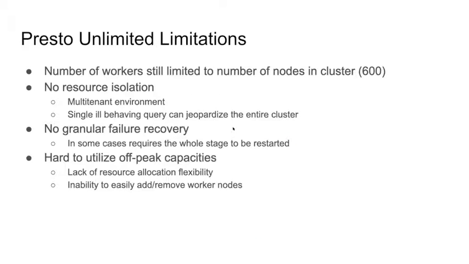But unfortunately, Presto Unlimited has its own limitations. The first limitation that is very important for us is that the number of workers is still limited to the number of nodes in the cluster. That is, in our case, around 600 nodes. There is still no resource isolation. All the queries share the same JVM, the same cluster. So it is possible that one bad query can still negatively impact the reliability of all the other queries that are currently running in the cluster.